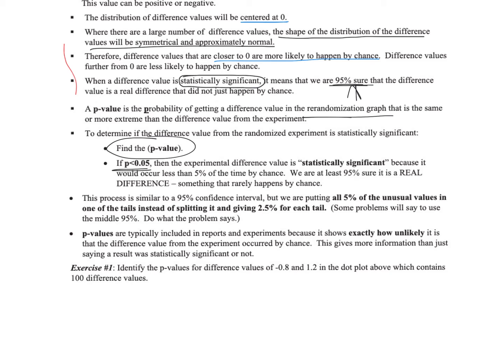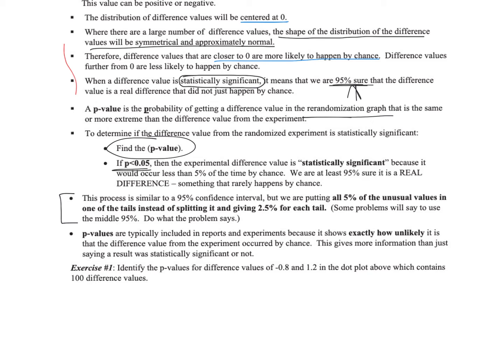So we only look on one side. It's not 2.5 on each. We are at least 95% sure that it is a real difference, something that rarely happens by chance. So this process is similar to the 95% confidence interval, but we are putting all 5% of the unusual values in one of the tails instead of splitting it up and giving 2.5% for each tail. If the problem says to use a 95% confidence interval, use the middle. Otherwise, as I said, you'll see some clues about being on one side in the problem.